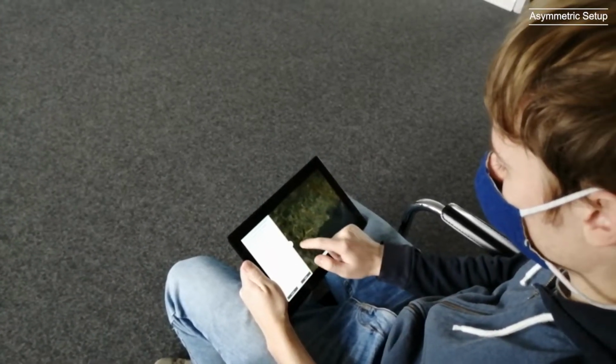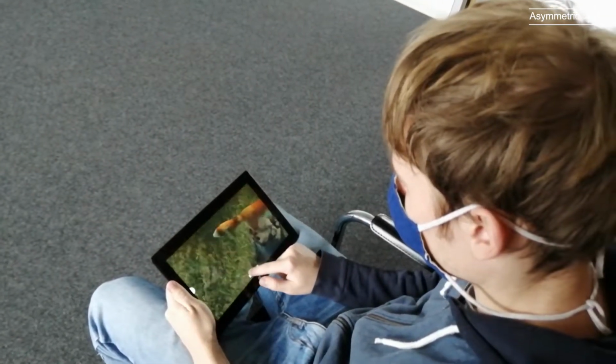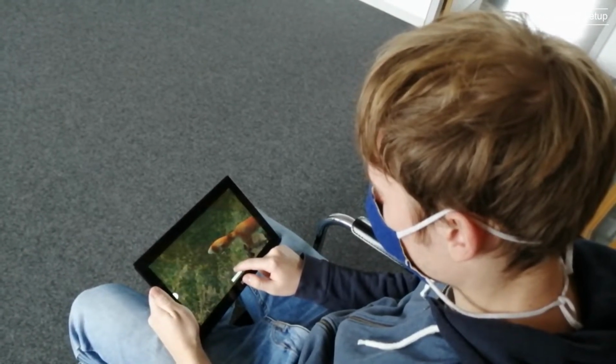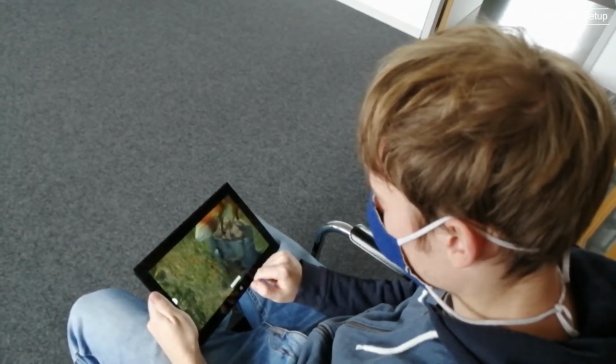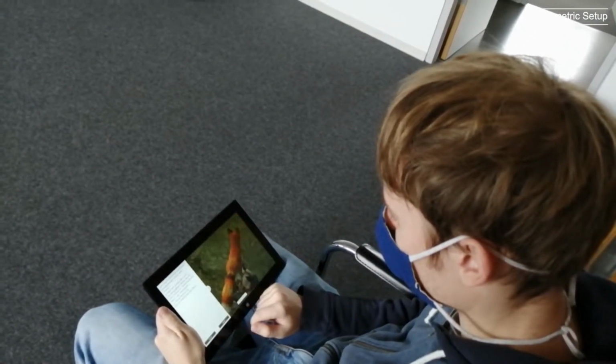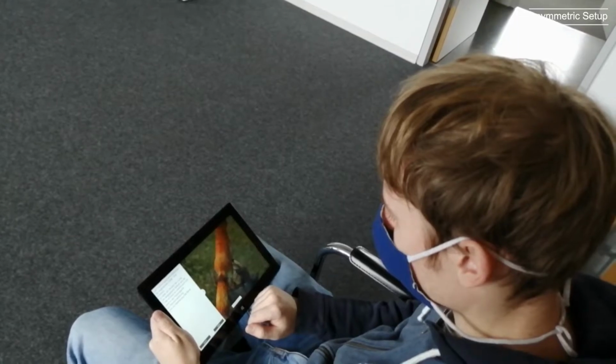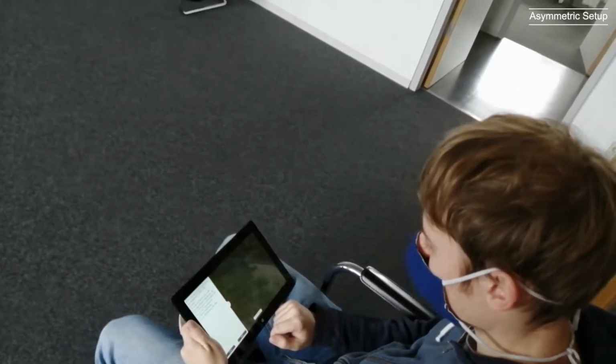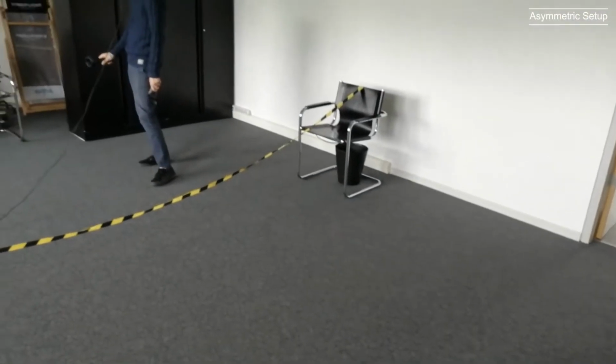In the asymmetric setup, the teaching student accompanied the other student asymmetrically with a tablet. We implemented a spectator view where teachers could see the environment through the students' eyes. Teachers could not move through the forest by themselves, to force them to always spectate the student.